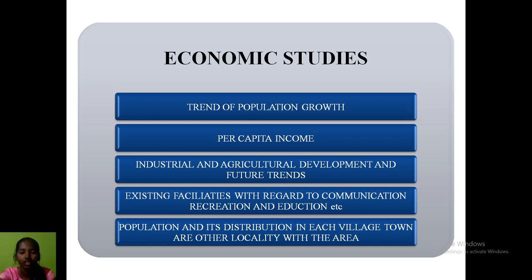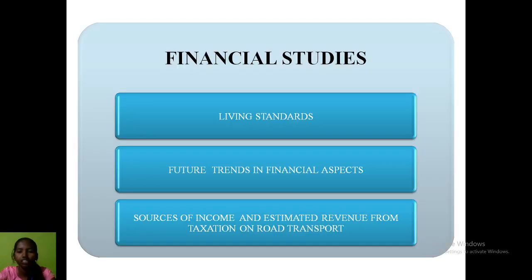And the second one is financial studies. These studies indicate the manner in which funds can be used for road development, and these include living standards, future trends in financial aspects, sources of income and estimated revenue from taxation on road transport.